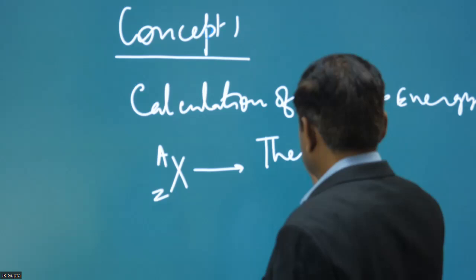What you have subtracted, the mass of the total number of electrons in it, so that becomes the actual mass of the nucleus. This becomes the actual mass of the nucleus. Is this clear? Now see.